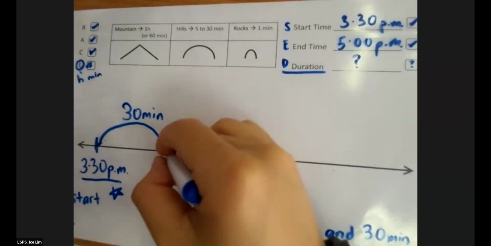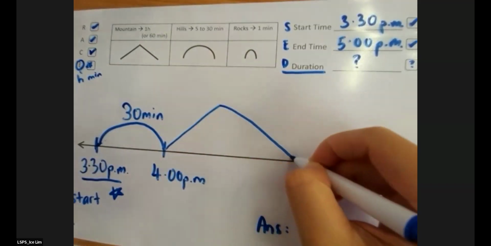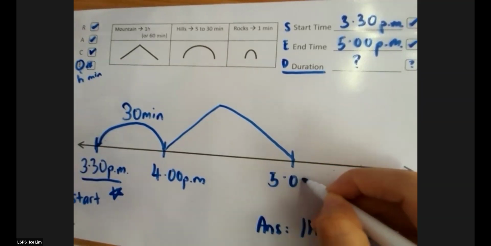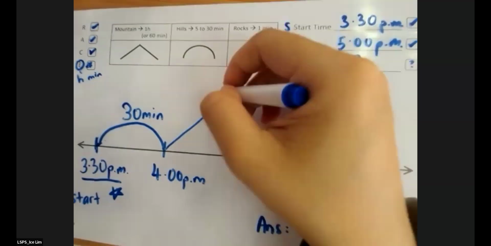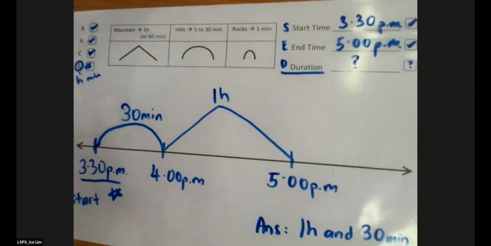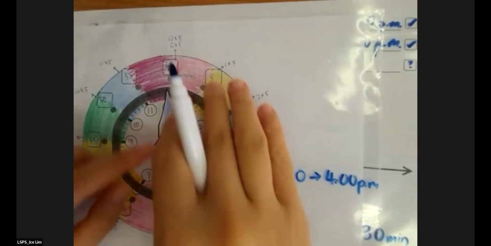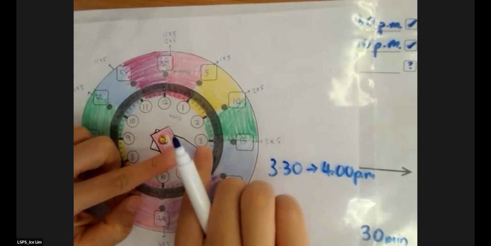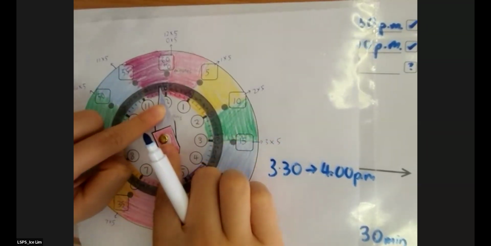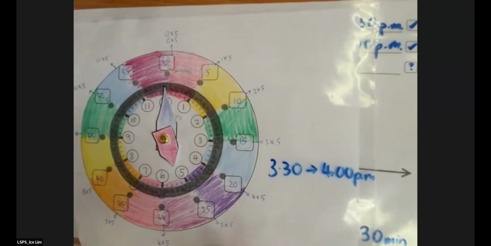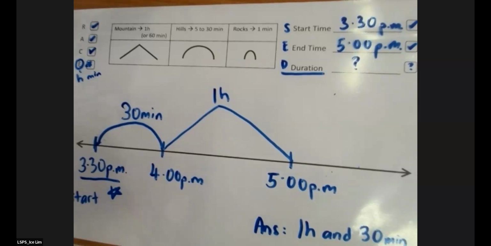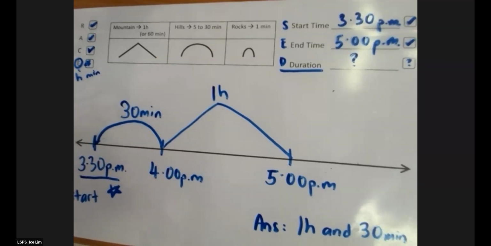Then I draw the mountain for 1 hour. Can you see it's the same answer? So from the 4 o'clock, then I turn the minute hand 1 round to 5 o'clock. Same answer. So just now I draw the mountain first, then I draw the hill. This time I draw the hill first, then I draw the mountain. It gives me the same answer. Can you understand? Okay, shall we try another question?